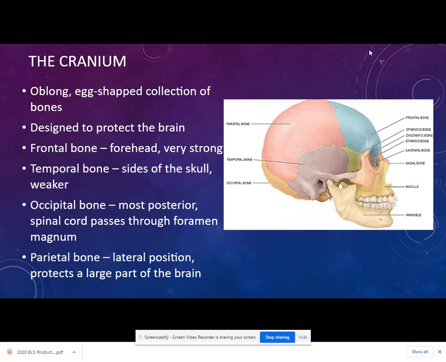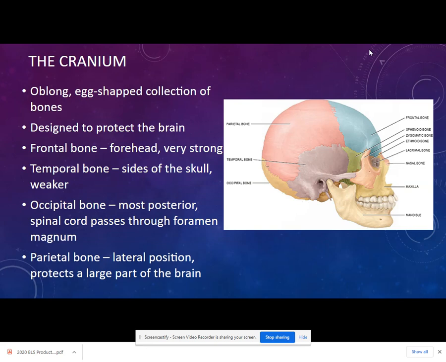Cranium. When we talk about the cranium in general, think of it as an oblong, egg-shaped collection of bones. It's designed to protect. Think of how hard it is. There are no openings. It's very protective. Frontal bone is a very strong bone. Think of how strong your forehead is. The temporal bone, which is on the side, is significantly weaker. If you've ever gotten hit in the side of the head, it hurts a lot more than if you get hit in the front.